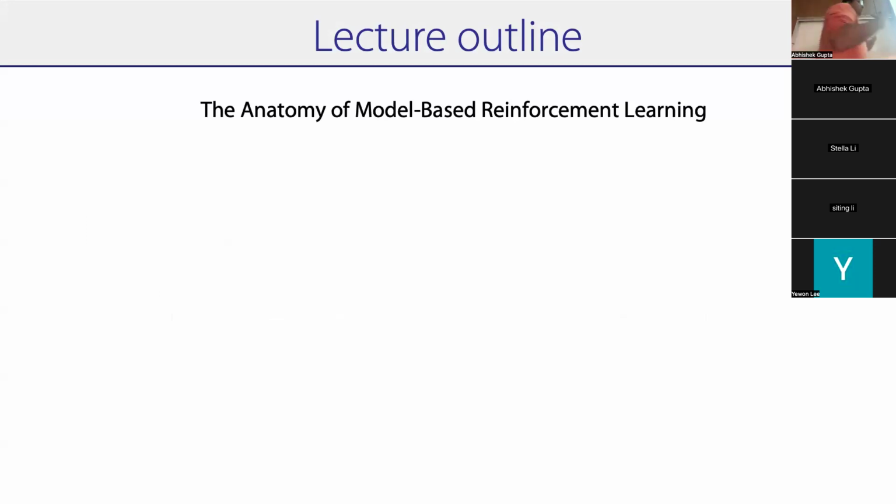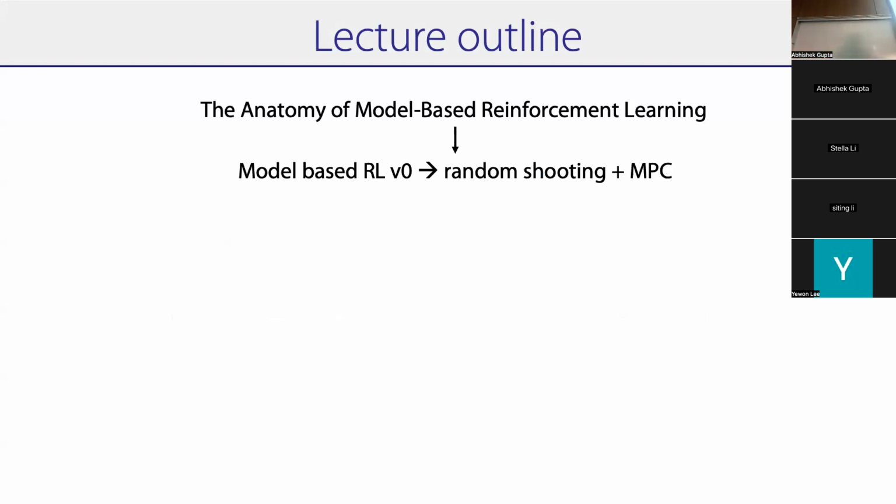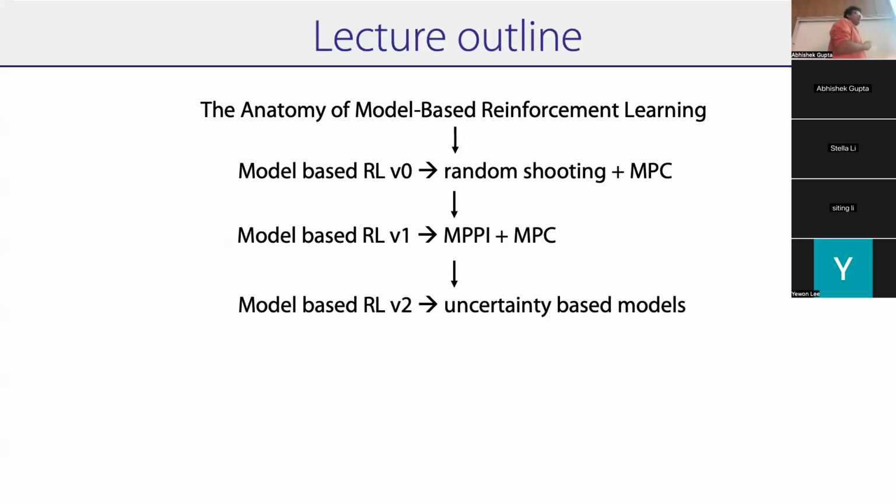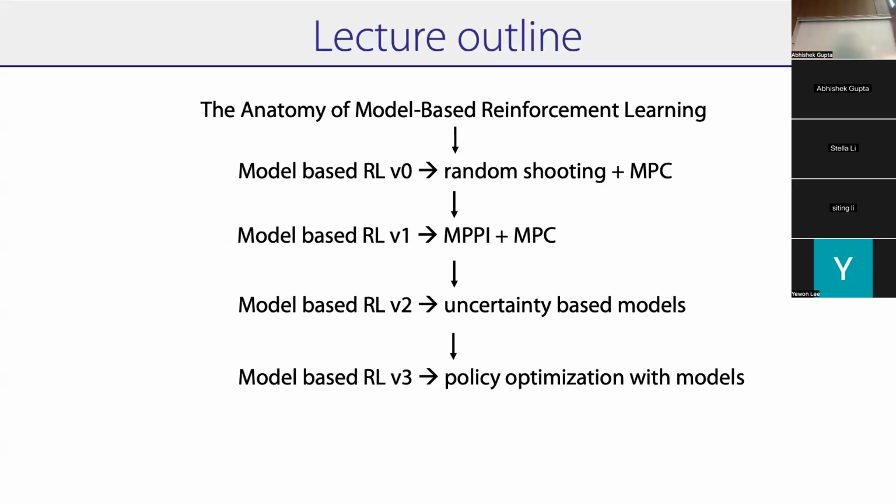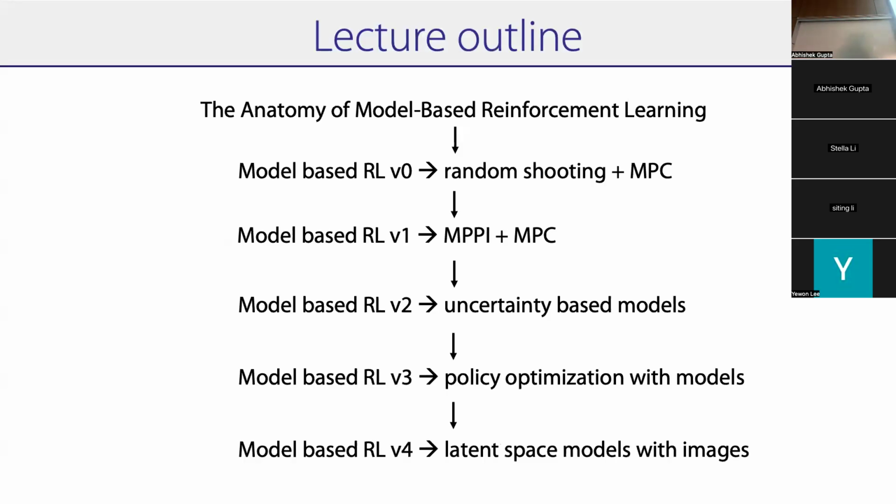Okay, so what we're going to talk about today is we're going to start by thinking about the basic structure of a model-based algorithm. Then we'll start instantiating our first version, which is random shooting plus model predictive control. Then we'll talk about our second version, which is model predictive path integral. Then we'll talk about how to incorporate uncertainty, then policy optimization, and then latent space models. We are definitely not going to finish all of this in time, but we will get as far as we can.